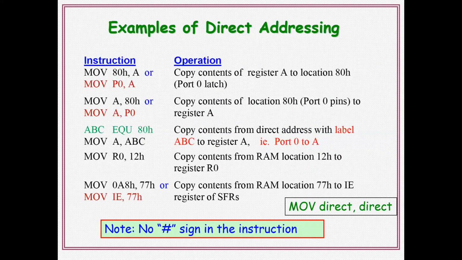And what are the examples for this direct addressing mode? MOV 80H, A. That indicates copy the contents of register A to location 80H. We know that the 80H location is also known as port 0. So directly you can specify MOV P0, A. So MOV P0, A can be written indirectly with the help of MOV 80H, A. Okay, and next one.